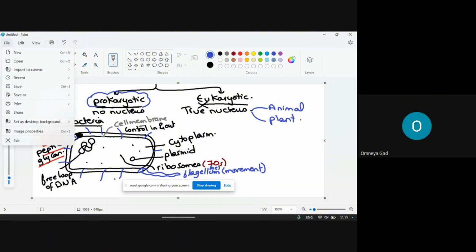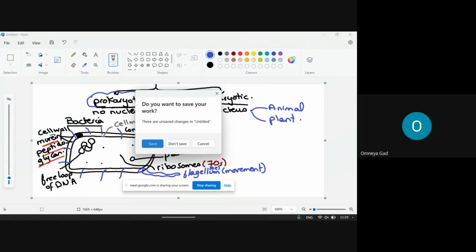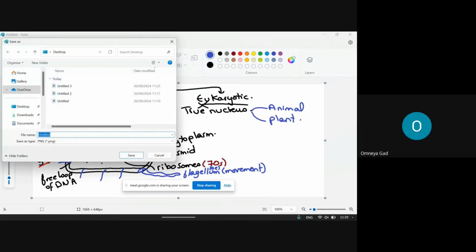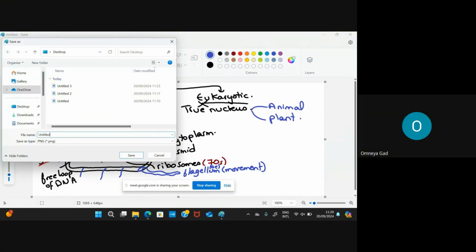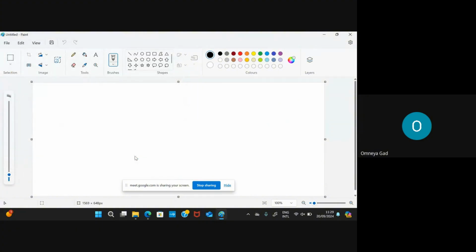Let us go to a new screen to see the difference between animal cell and plant cell.